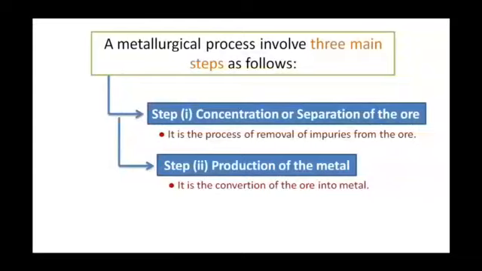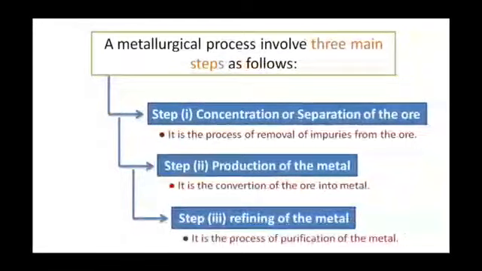Step 3: Refining of the metal. After removing oxide, sulfide, halide, carbonate, etc. from the metal in the second step, further impurities will be removed and the metal will be purified in this step. Therefore, these three steps are involved in the metallurgical process.